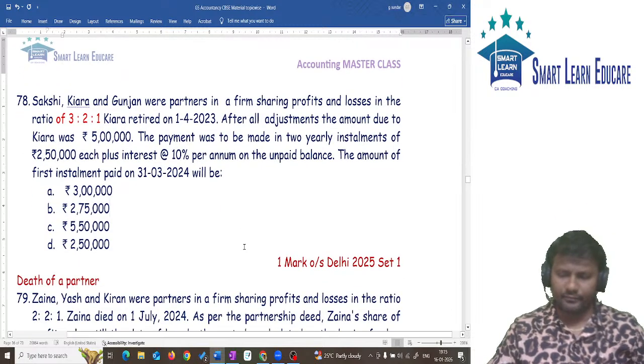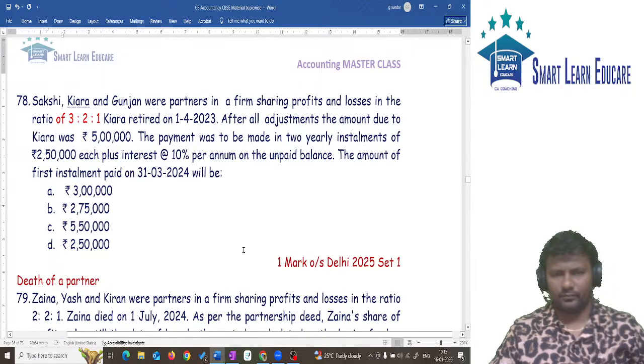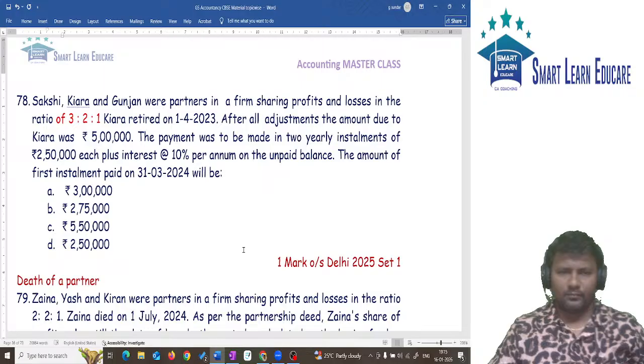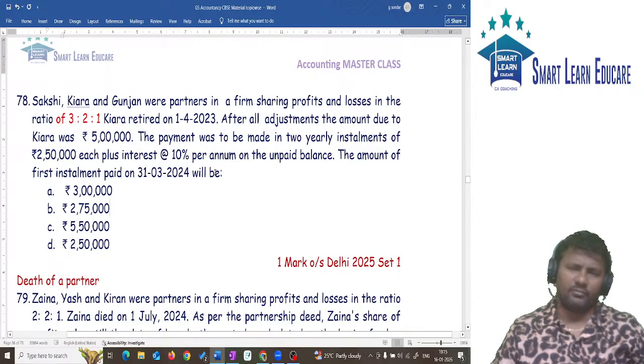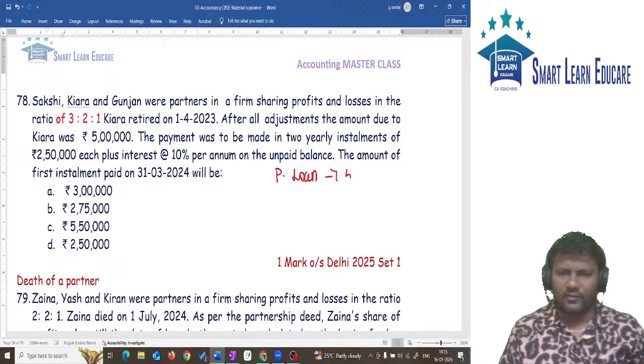First go through this question. It is a very easy question, about the partner's loan account. Anyway, we have a principal portion of 5 lakh. 5 lakh is the principal which is outstanding. On the loan account, the partner's loan outstanding amount is 5 lakh. This 5 lakh principal is paid in 2 installments.